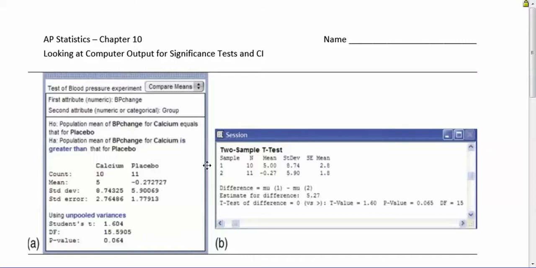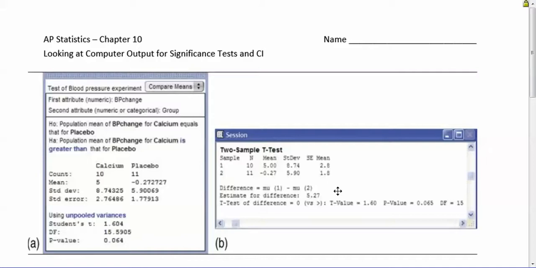Over here on the Minitab output, you have the exact same data. It's a slightly different output. So here we have samples, and it doesn't call them anything fancy. It's just group 1 and group 2. Here we have their sample sizes of 10 and 11. Here are the sample means, the sample standard deviations, and the standard error of the means. Here it shows you it's looking at the difference between means, and they've actually written out mu since it's harder to do Greek characters. And the estimate for the difference, that's going to be your point estimate, the difference between your sample means. So 5 minus negative 0.27, so there's a difference of 5.27.